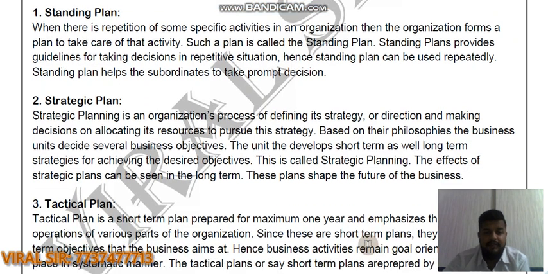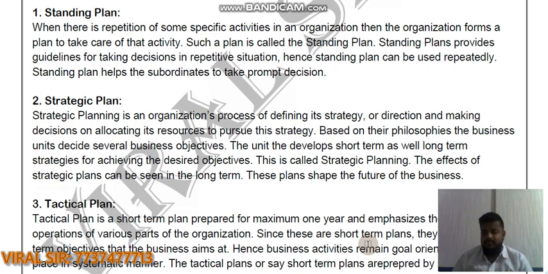So we'll start with standing plan. Now what is standing plan? When there is repetition of some specific activities in an organization, then the organization forms a plan to take care of that activity, and such plan is called standing plan. Standing plan provides guidelines for taking decisions in repetitive situations. Hence, standing plan can be used repeatedly. Standing plans help the subordinates to take prompt decisions.